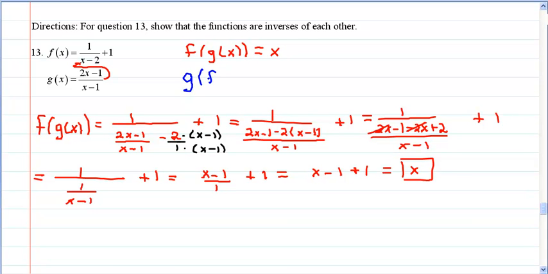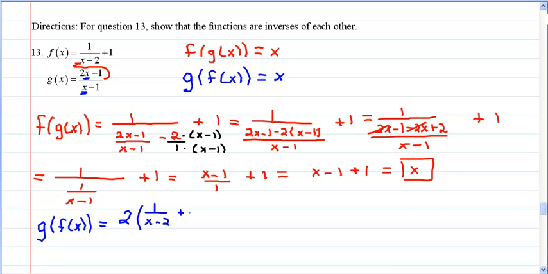Now we have to show that g of f of x is equal to x. So for g of f of x, I'm going to take the function f, and it's going to get substituted in for this x here and this x here. So instead of 2x minus 1, I have 2 times (1 over (x minus 2) plus 1) minus 1. And instead of just x minus 1, I have 1 over (x minus 2) plus 1 minus 1.